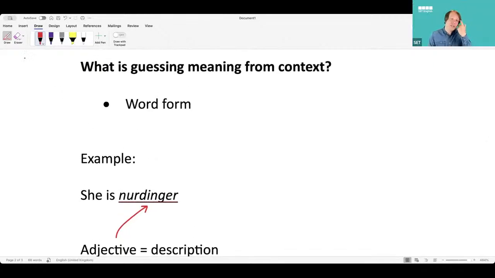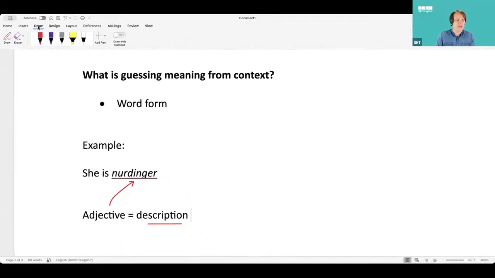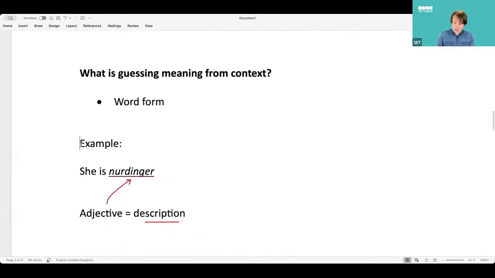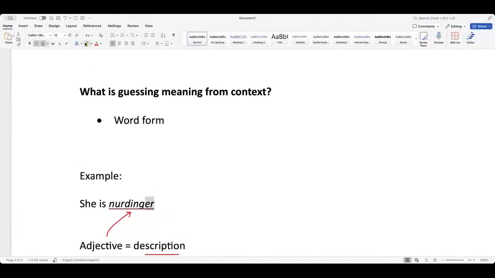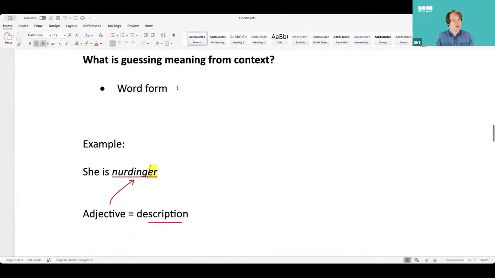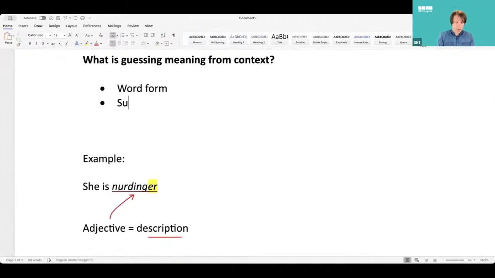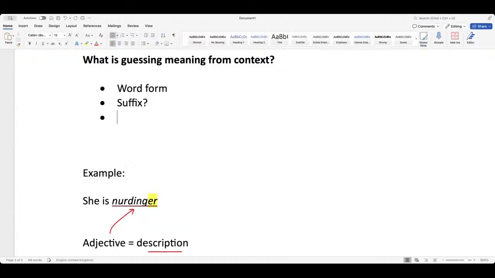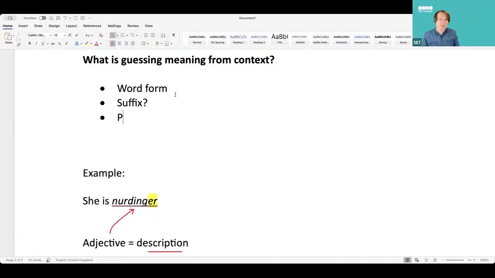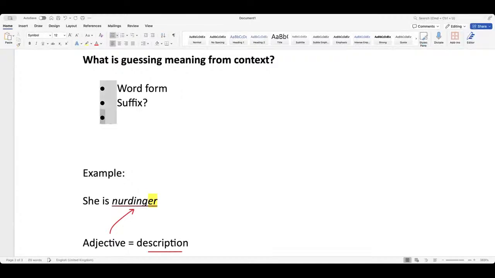Is there anything else we can do to guess from meaning? I'm going to ask Bibi, how else can I guess the meaning of a word when I don't know it? Hmm. What about this, Bibi? From the suffix. Yeah, look at suffixes and also from the plural, if it's singular or plural. Yeah, that would be a good one. What's the opposite of suffix though, guys? Everyone? Prefix.